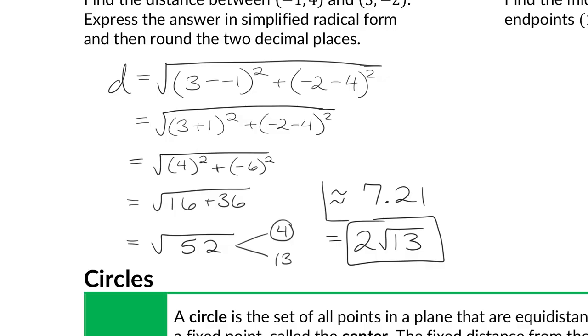7.21. I personally like to put the little squiggly equal signs, which means this is a rounded number. Your textbook won't always have that there, nor will you ever have to type it. I just like for myself to know that that is a rounded number that I got out of my calculator.